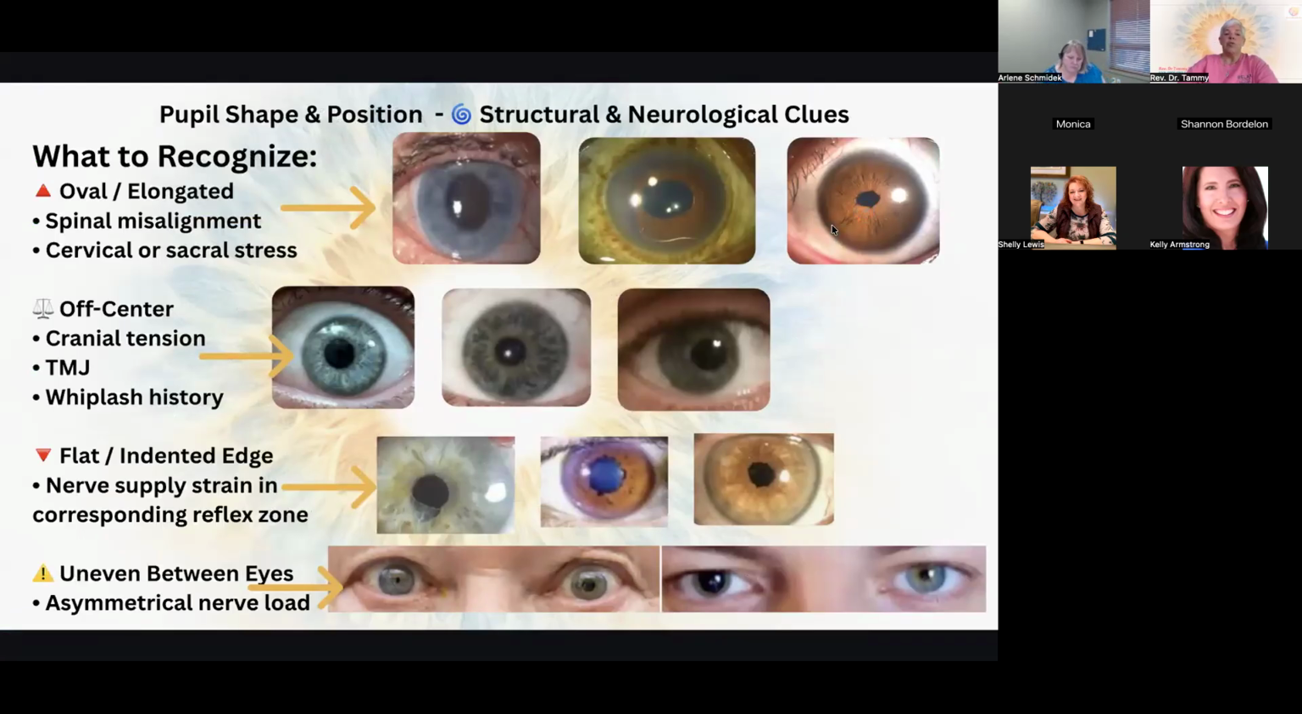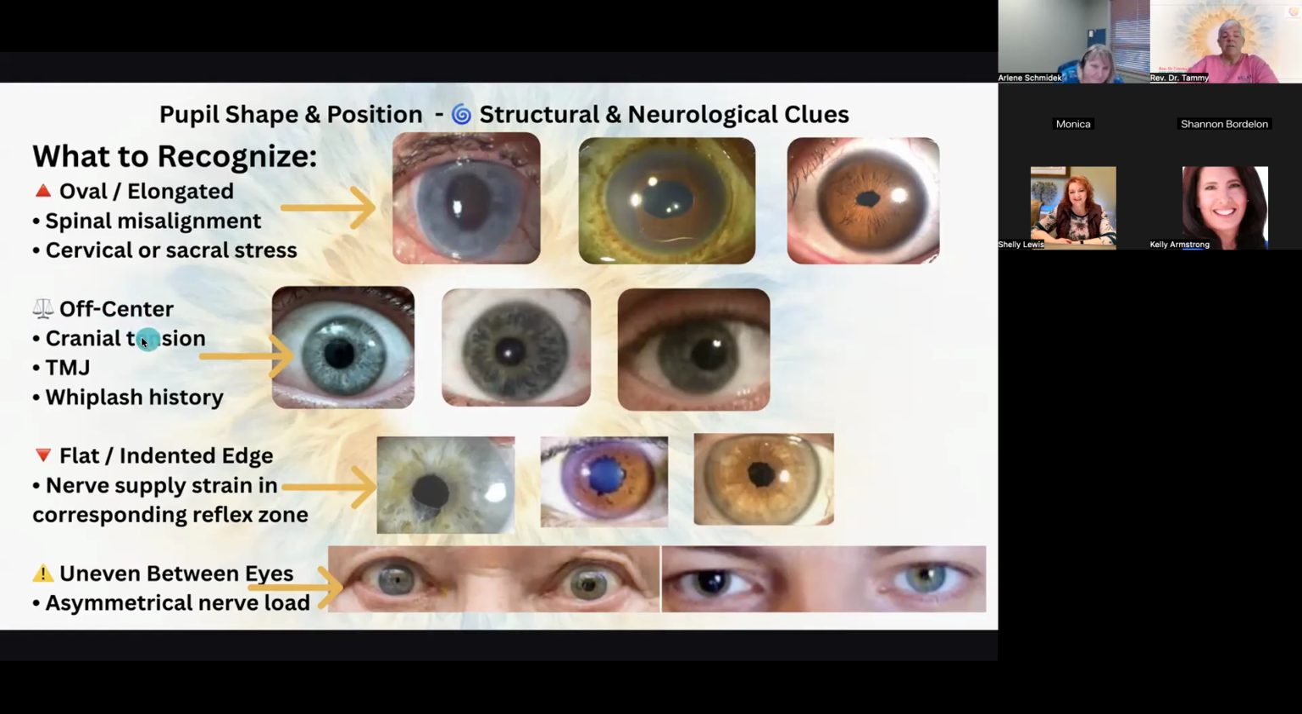Now here we go into some pupil shapes and positions, structural and neurological clues. What to recognize. If they have oval, elongated pupils, spinal misalignment, could be cervical or sacral stress. It can also mean TBIs, or they could have seizure activity. This is where you're going to have to talk with people and find out, hey, were you born with that, or is this something that's been developed? What is TBI? Traumatic brain injury. If they've been in any type of car accident, sometimes the pupil will start looking like a football. And that's serious.